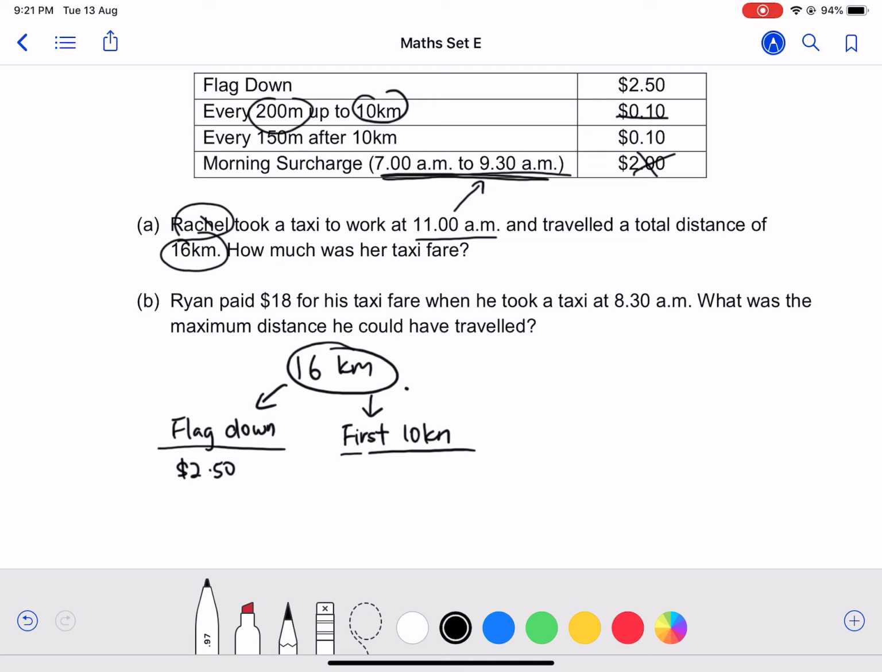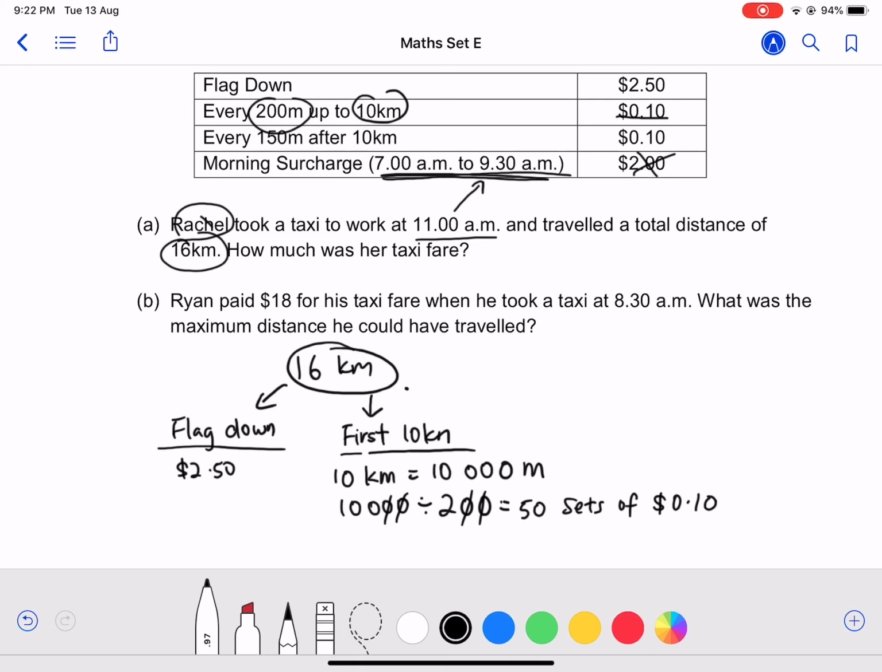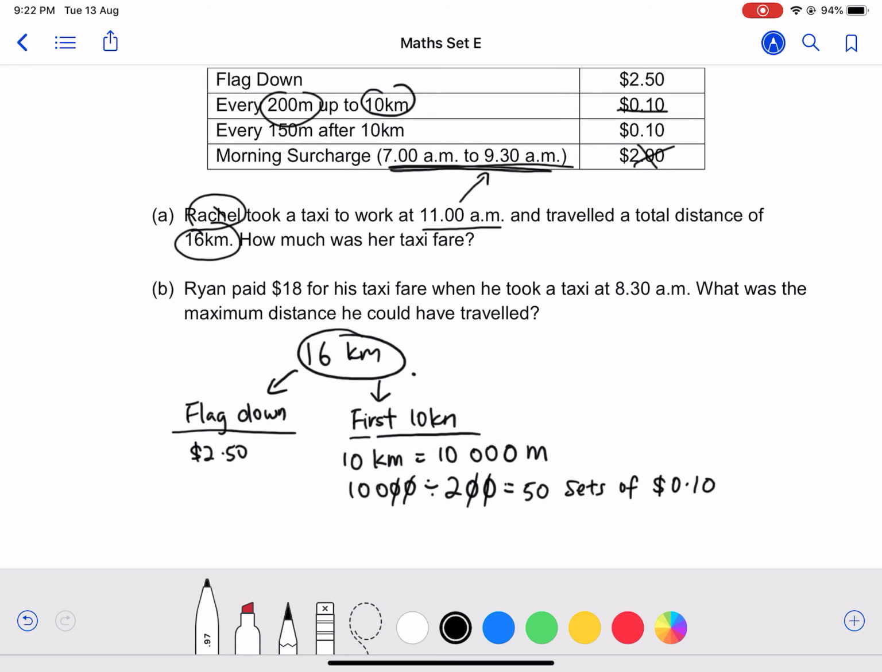So what can we do? First 10 kilometers, we convert it into meters first, right? 1 kilometer is 1,000 meters. 10 kilometers will be 10,000 meters. Alright, so 10,000 meters, I need to divide by 200 to see how many cents I can get, which is going to be 50 sets of 10 cents. So I need to pay 10 cents, 10 cents, 10 cents so many times. Okay, so 50 times the $0.10, I will be able to get $5.